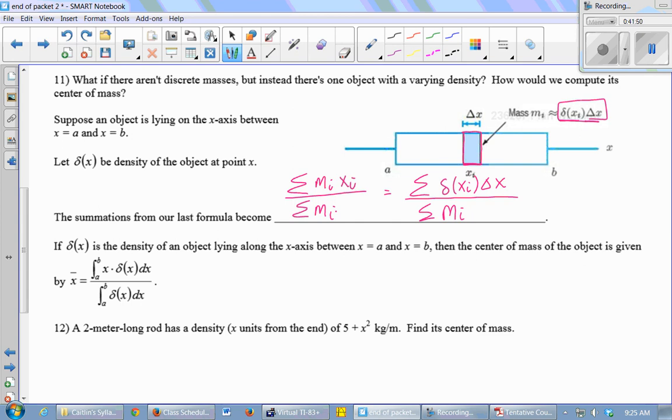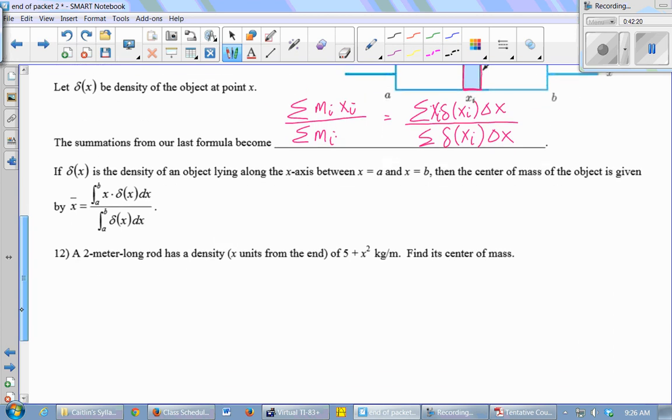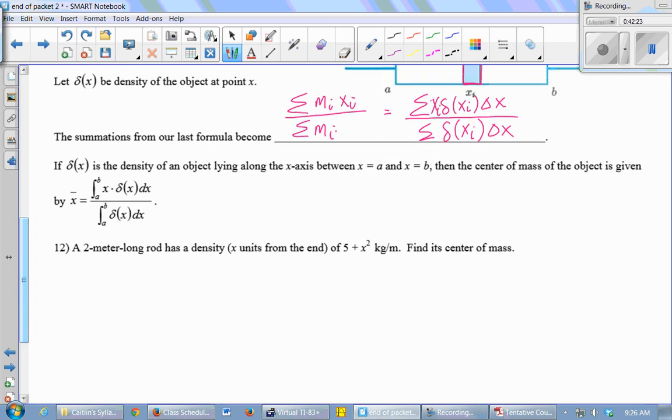Oh, sorry, I need an xi here. There we go. So the xi is position, the delta of xi delta x is the mass, over the sum of the masses. And then we let the number of slices go to infinity, and you get an integral. So we end up finding the center of mass x bar by doing the integral from a to b of x delta of x dx divided by the integral from a to b of delta of x dx.